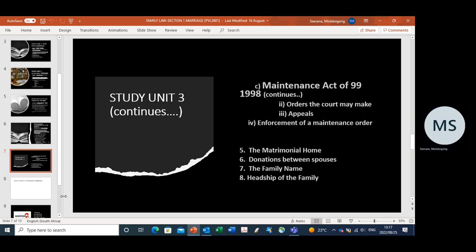Now we move on to the sixth variable consequence of a civil marriage, which is the donations between the spouses. So, the donation between the spouses.